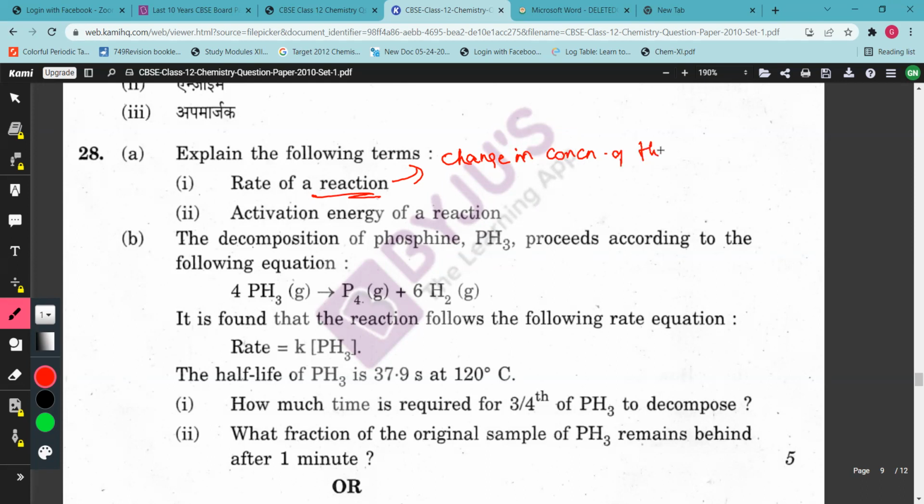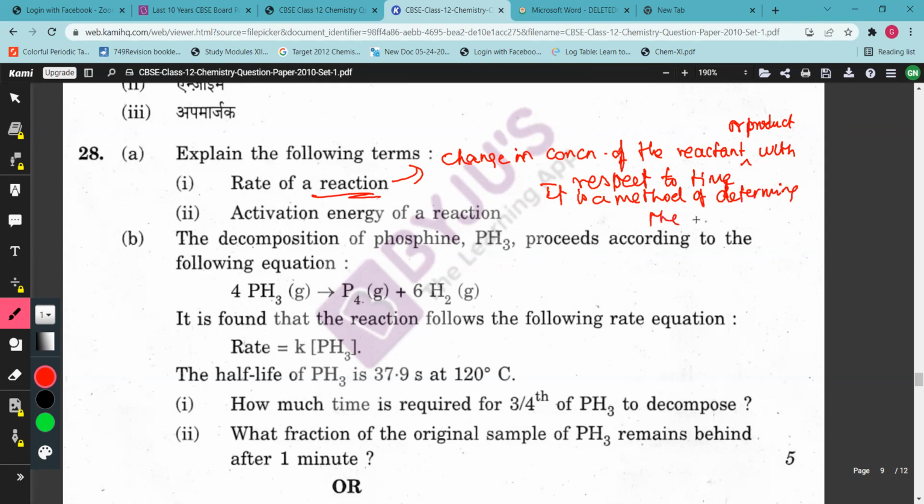of the reactant with respect to time. Reactant or product with respect to time. And it is a method of determining the speed of a reaction.